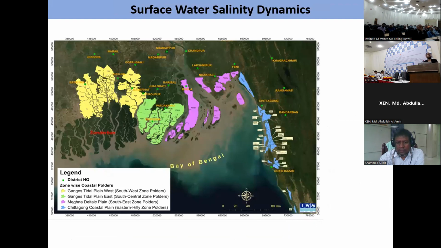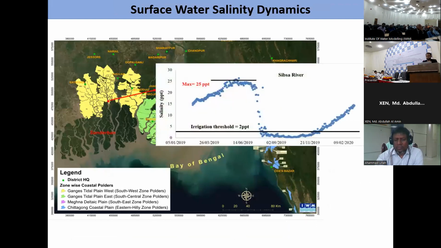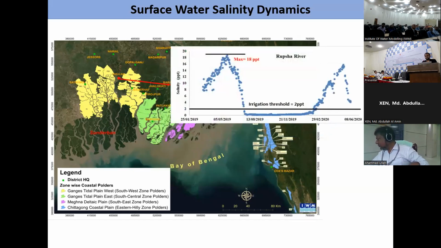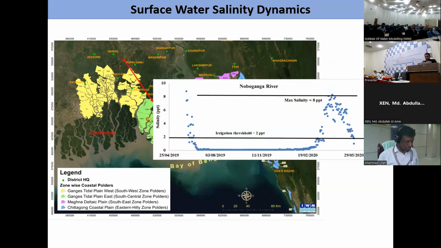Now let's see the observed data. This is the observed data at Shiksha river. Maximum salinity at Shiksha river is 25 ppt, which is during April. Maximum salinity at Ruksha river is 18 ppt. Maximum salinity at Nabonga river is 8 ppt.